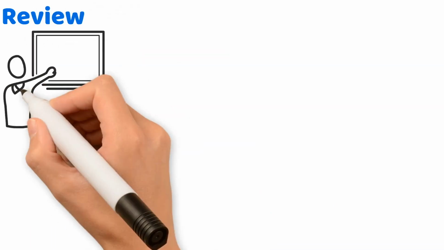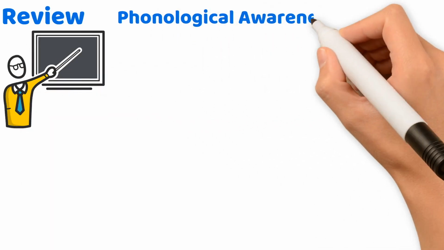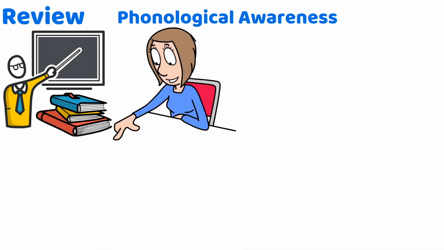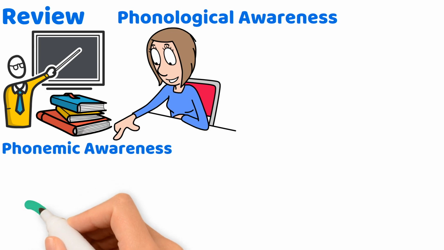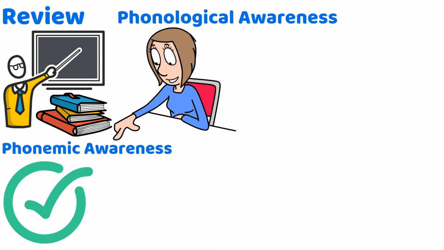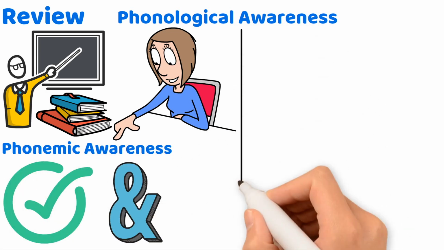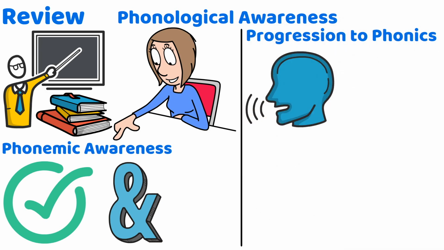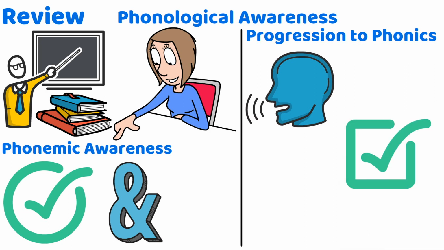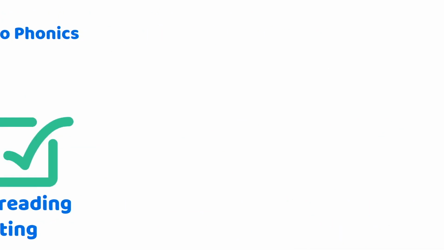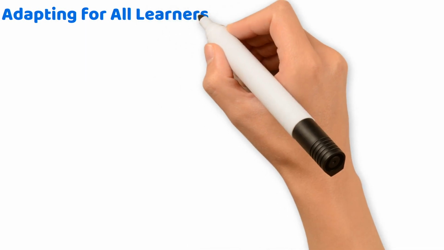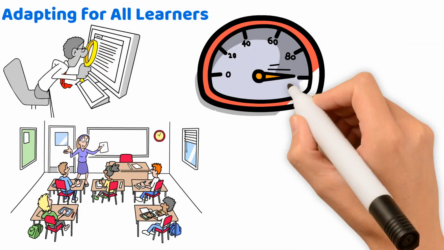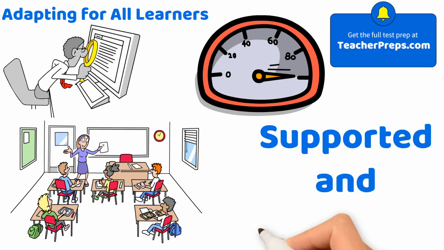In today's lesson, you learned phonological awareness helps students recognize sounds in spoken language, from rhymes to syllables. Phonemic awareness allows students to identify and manipulate individual phonemes, which are vital for decoding words. Progression to phonics: phonemic awareness is essential for linking sounds to their corresponding letters, forming the basis for phonics, which underpins reading and writing. Adapting for all learners: we explored strategies that adapt to every student's needs, ensuring that whether they're just starting out or moving ahead quickly, their learning is supported and successful.